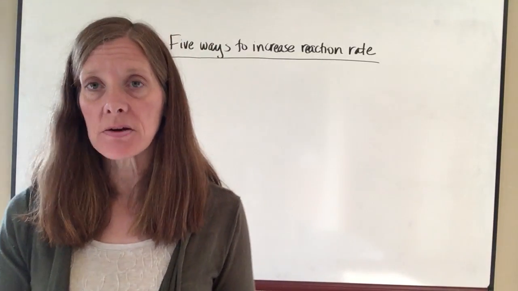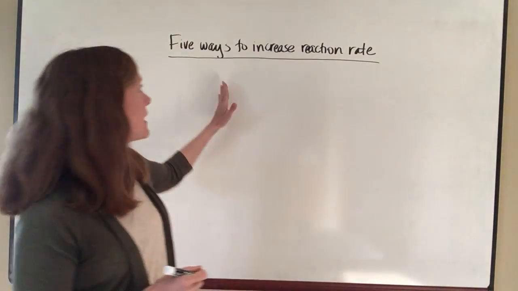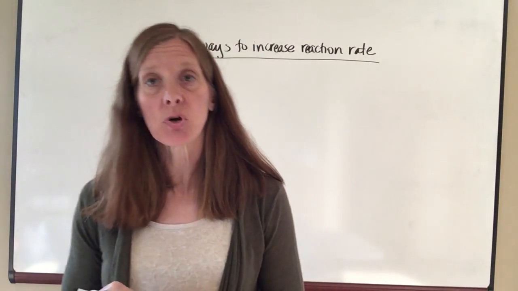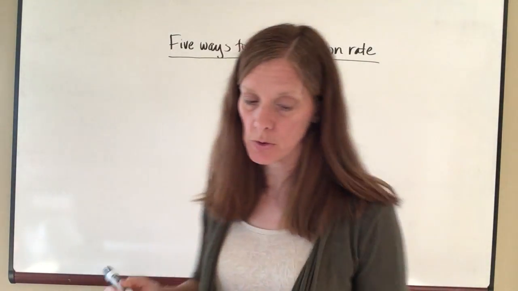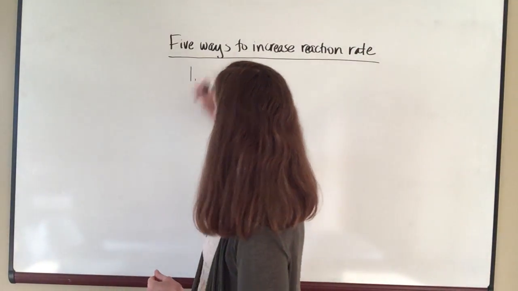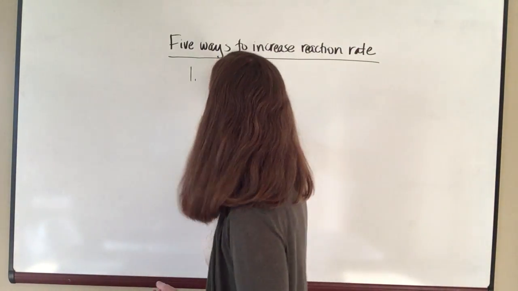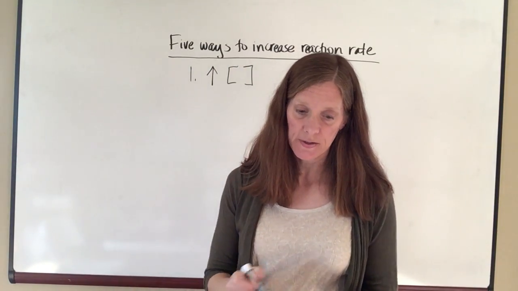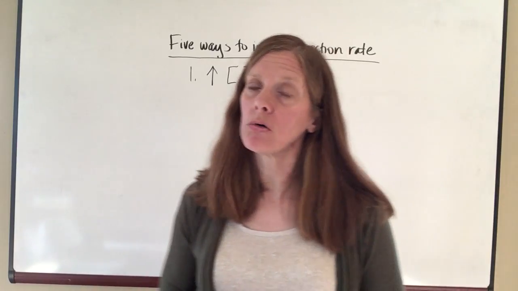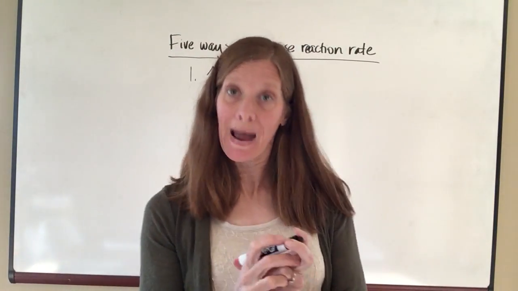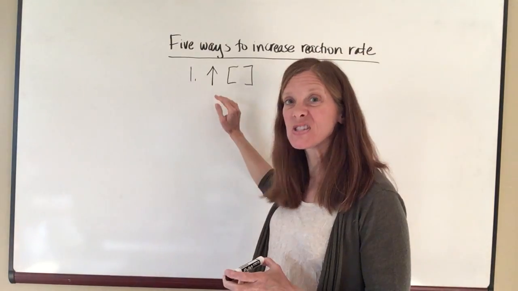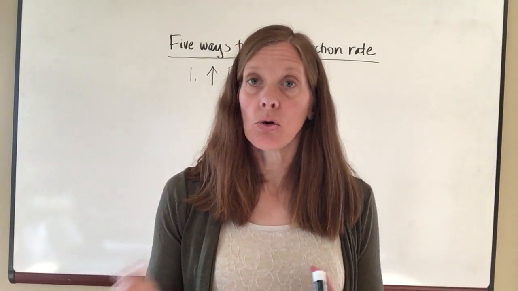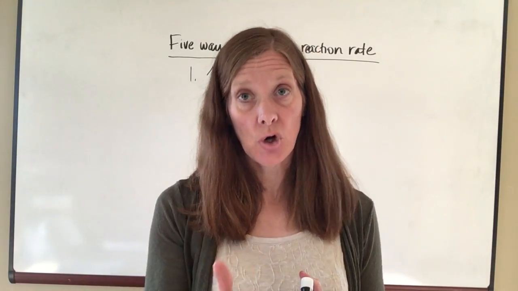So what I want to talk about today are the 5 different ways that we can actually increase a reaction rate. And I'm going to relate that to the collision theory for you. So the first way to increase the reaction rate is to increase the concentration of your reactants. Now, if the whole goal is to make collisions happen, then if I put more stuff in the container, the likelihood of a collision taking place is going to increase.